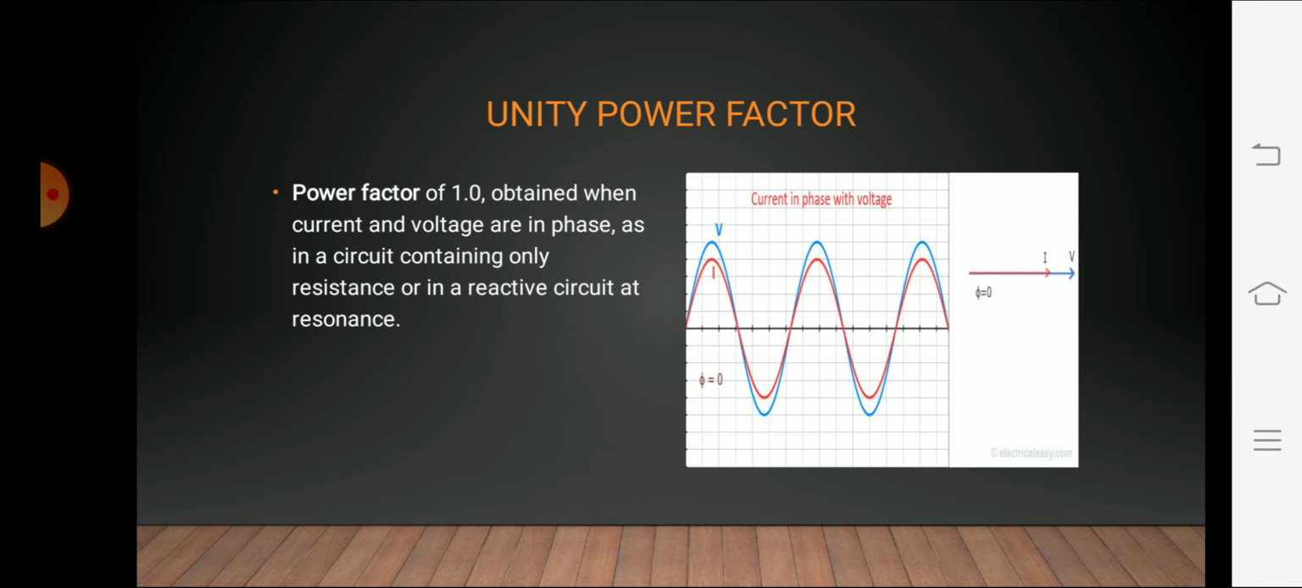In unity power factor, the cos phi value is 1. Voltage and current are in phase. The load is resistive, meaning a circuit containing only resistance, or a reactive circuit at resonance.